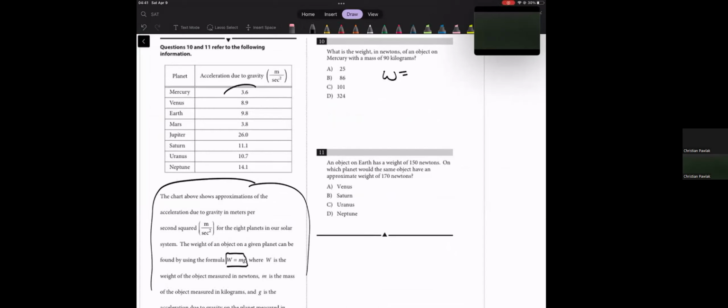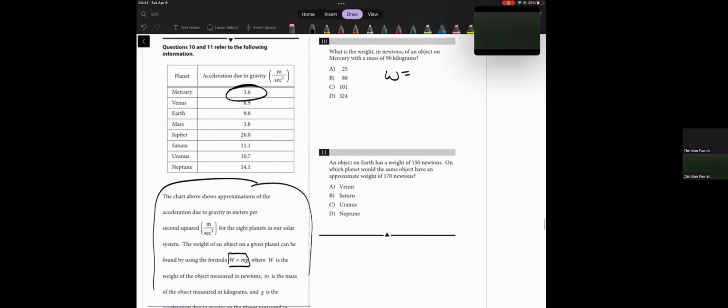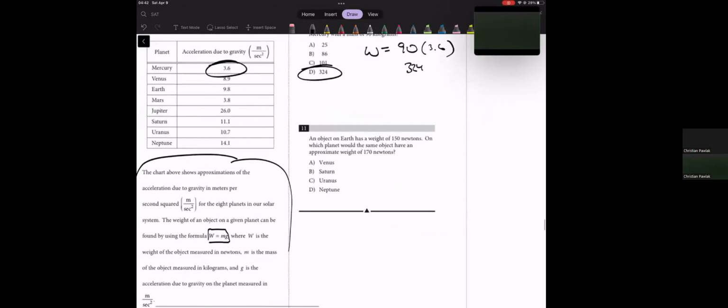Okay, so we're talking specifically about Mercury, 3.6, with a mass, so the mass is 90 times 3.6, and 90 times 3.6 is 324. So that answer has to be D. No big deal there. Now, for 11, that one's a little trickier because it kind of requires some back and forth.